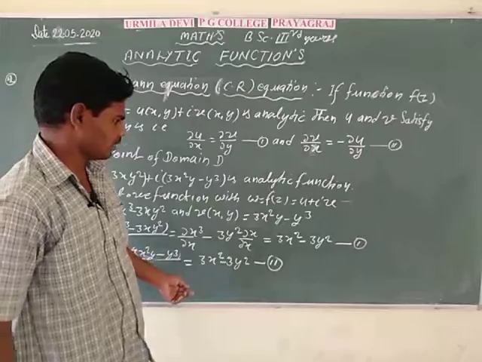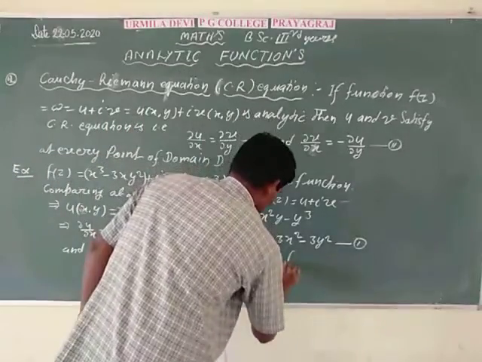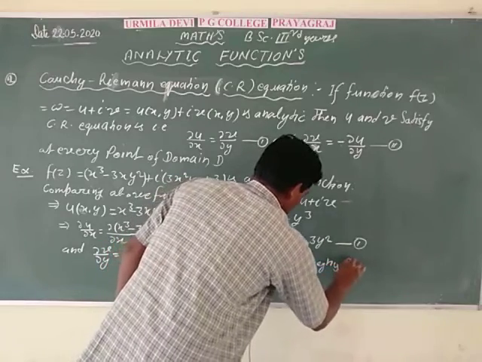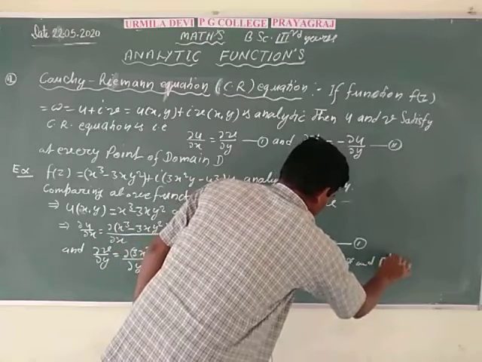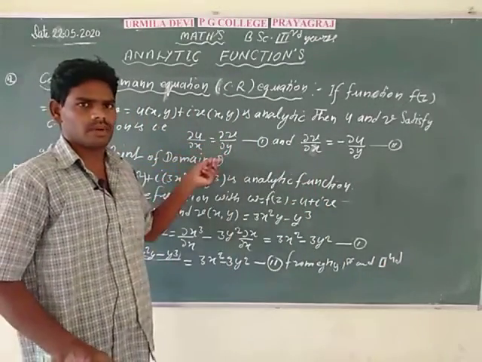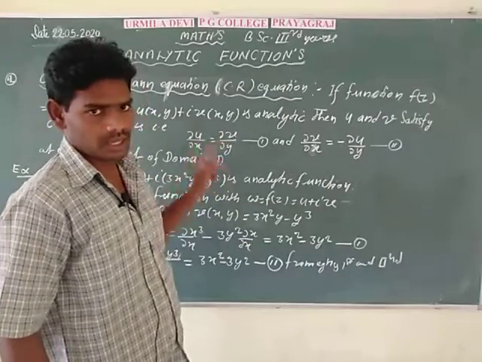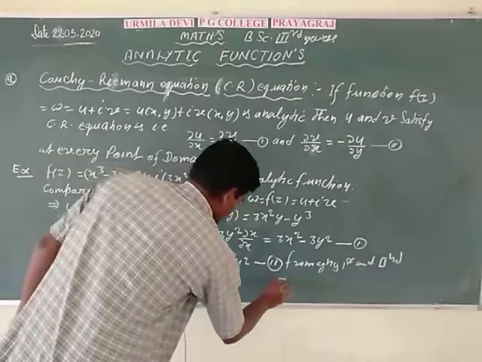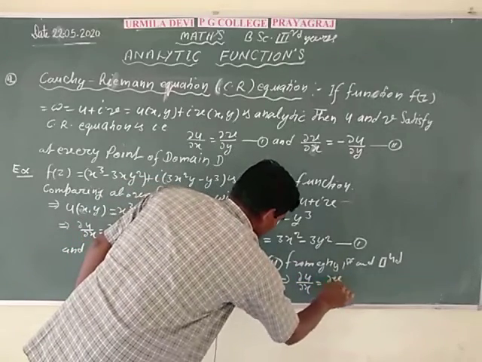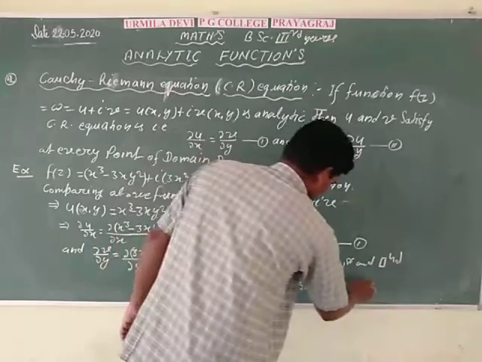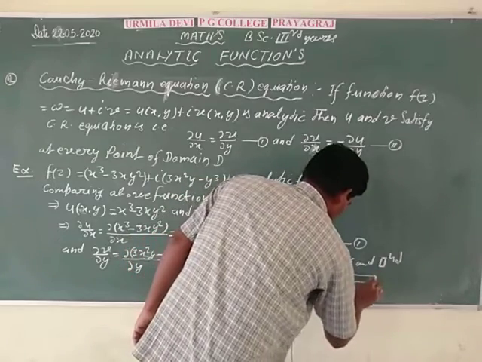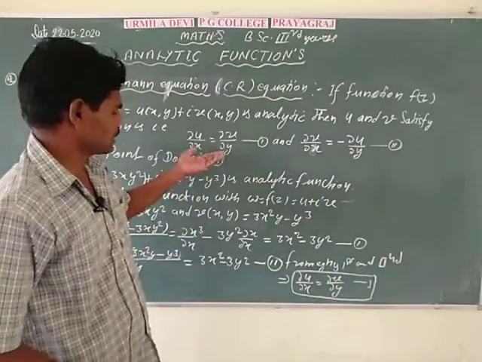So from equations first and second, it is clear that del u by del x is equal to del v by del y, which is the first equation of CR. So del u by del x is equal to del v by del y is the first equation of CR, which is satisfied, and here the first equation is confirmed.